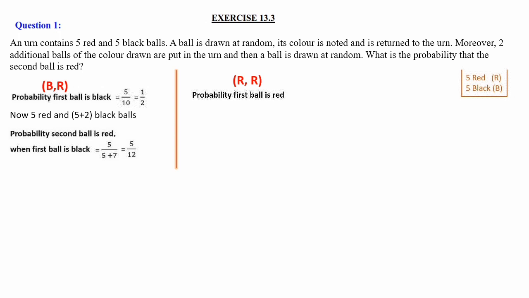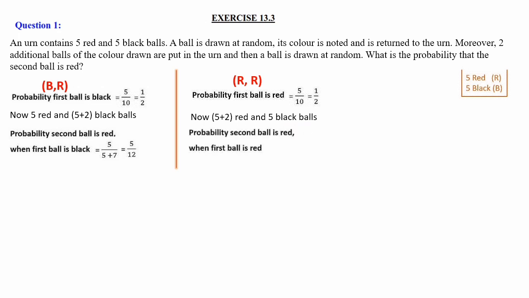And in the second case, first one is a red. Probability of choosing a red ball is 5 divided by 10, 1 by 2. Now the first ball you have taken as red, you have noted the color and you are keeping the ball back to the urn, and then you are adding 2 more red balls. So now you have 5 plus 2, 7 red balls and 5 black balls. Now you are going to choose a red ball again. Probability of the second ball is red when the first ball is red is, here we have red 5 plus 2, 7. You have already taken a red ball, because of that you have added 2 red balls again. So 5 plus 2, 7 red balls, total 12. 7 divided by 12 is the probability.